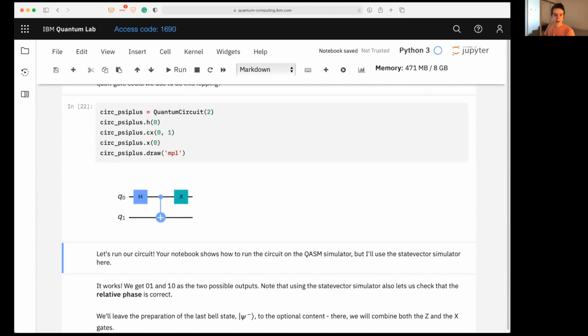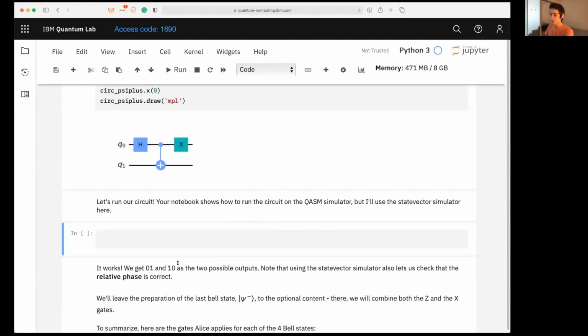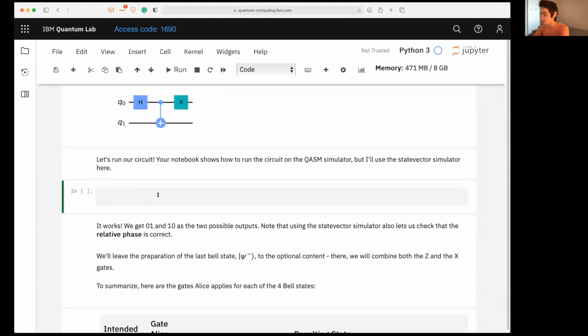Okay, so let's go ahead and run our circuit. In the notebook, it shows how to run the circuit on the QASM simulator. This is the difference I was referring to. I'm going to go ahead and run it with the state vector simulator. But hopefully either way, this will be a good review of how this simulation stuff works.